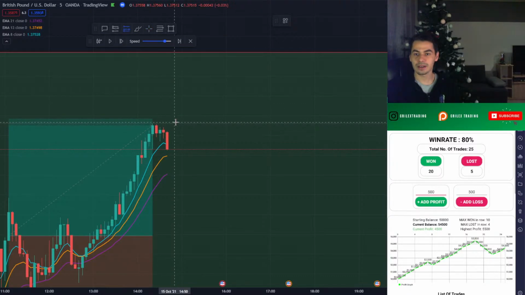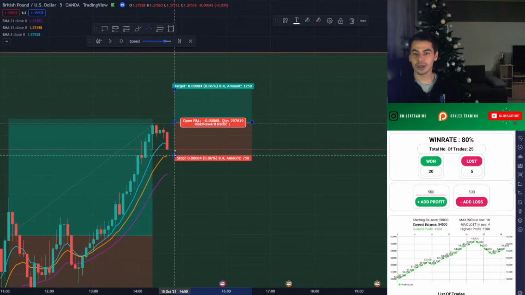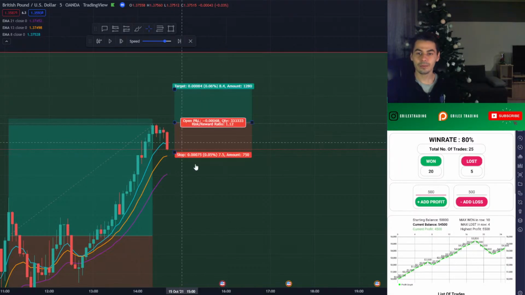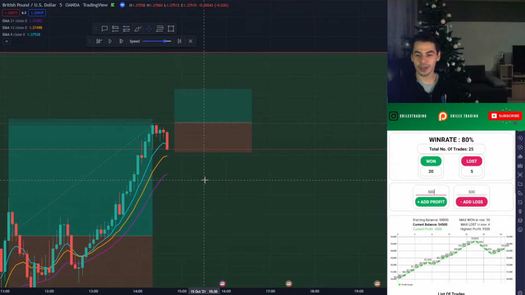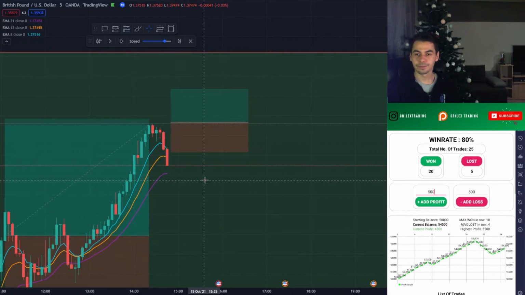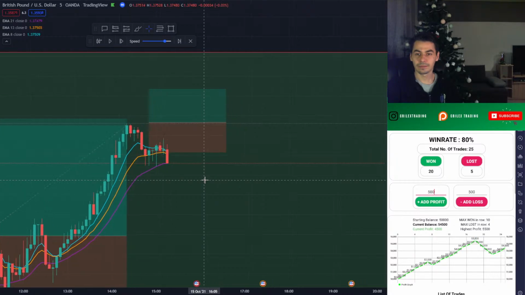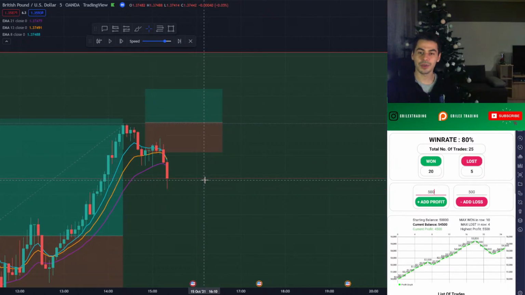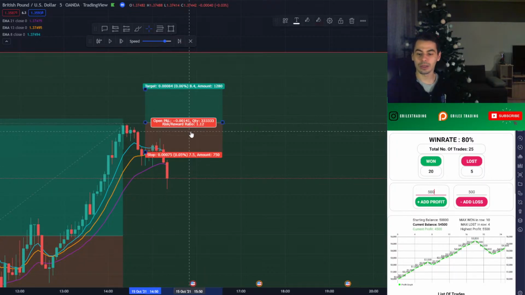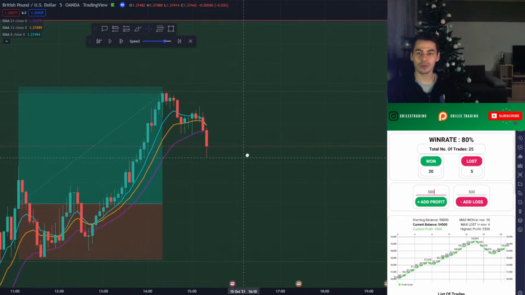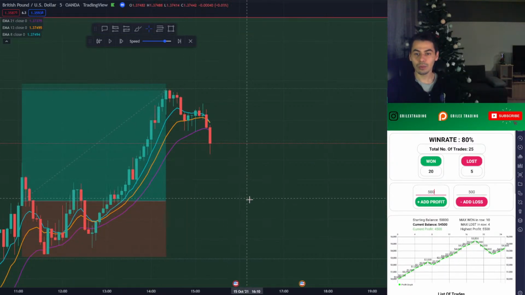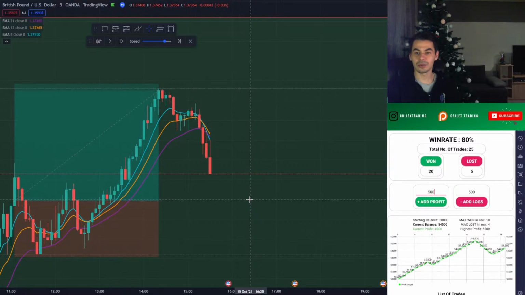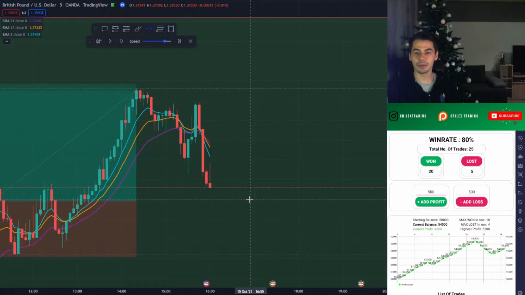right on this spot, targeting 1-to-1. Let's see if we get triggered in. Not yet. No candle has closed below the purple EMA, so far so good. But now this candle closed below the purple EMA, so we will take this position out. We still have this one running, which is the 2-to-1. We have no risk on the table as we speak.